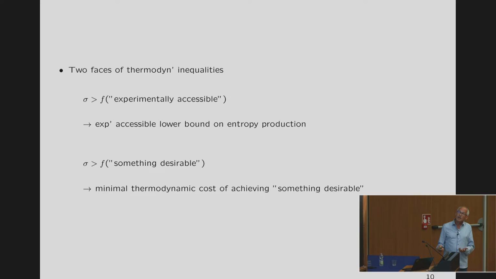You'll see you have an inequality: sigma, the entropy production, is larger than something which you can measure. Then you get a lower bound on entropy production, but you may not care. However, if sigma is larger than something which is desirable, this relation will tell you the minimal cost of achieving something that is desirable. So this is a dual aspect of these relations, and I want to start with the second aspect.